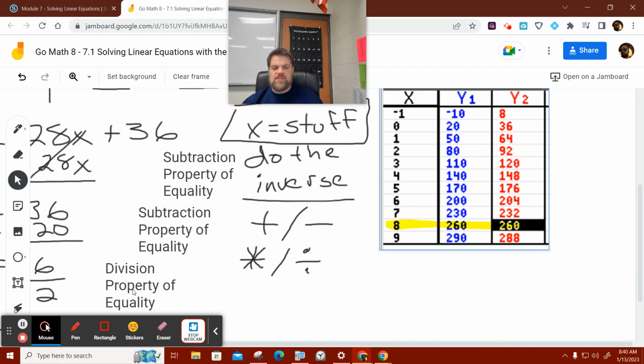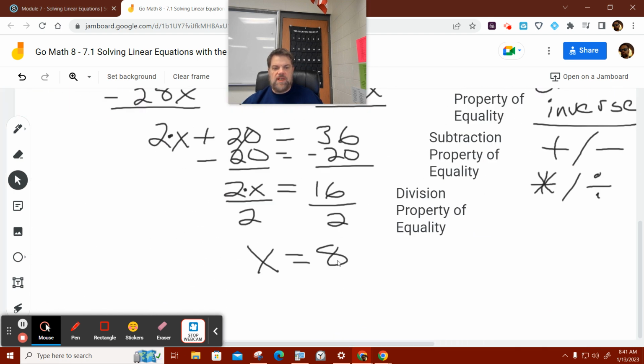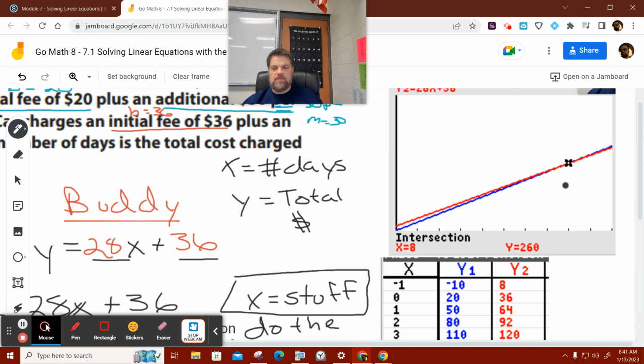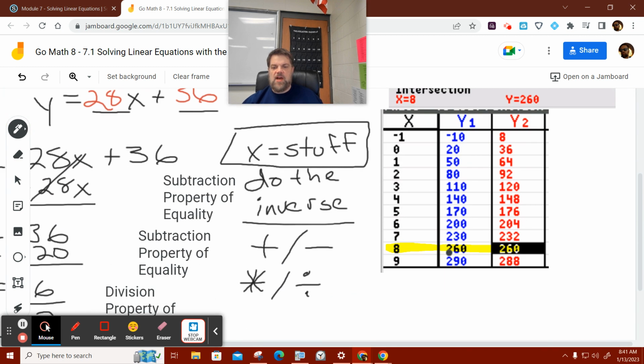And so that's how we could double check our work. So we got the answer x equals 8 by using algebra. We double checked the answer by the graph. And then we also double checked it by the table. Now, if you did the algebra and then you went to graph it and it wasn't the same, you made a mistake somewhere.